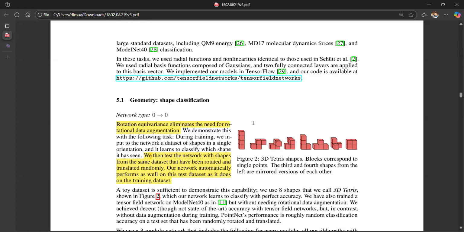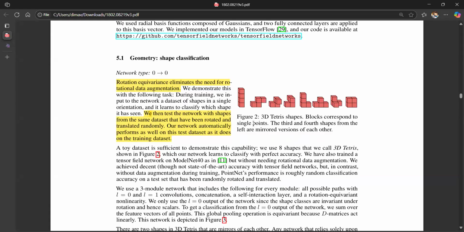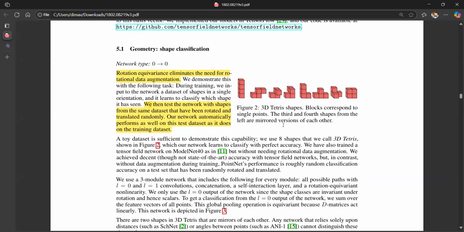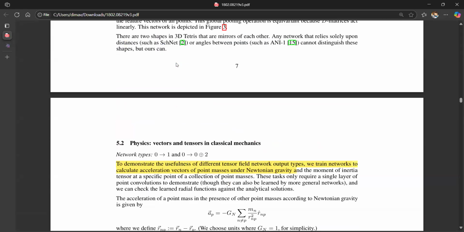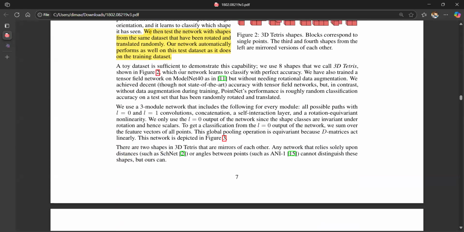So as for experiments, the first one is just rotations. That's rotation equivariance. They say that's network type 0 to 0. So they use just one channel, right?